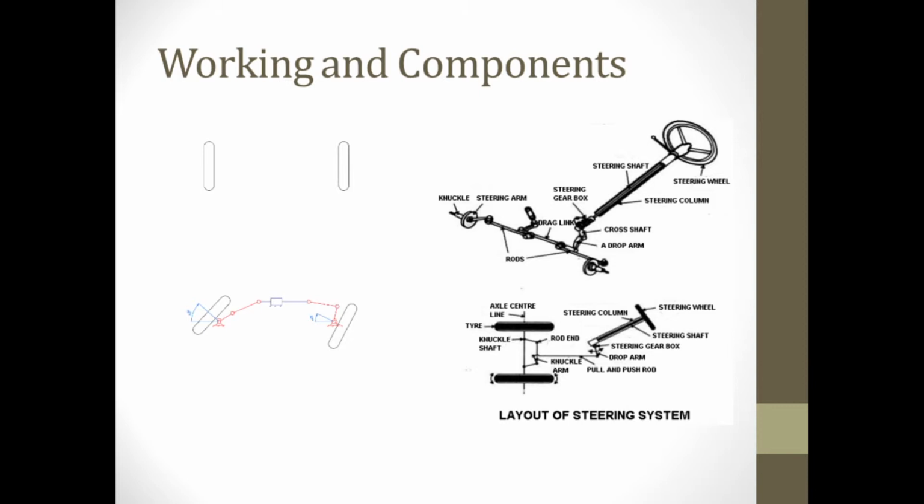So next part is steering gearbox. It converts rotary motion of wheel into to and fro motion of drop arm. Because of this, the drag link which is connected to the drop arm can be pushed or pulled. Next part is the drop arm. It is also made up of steel.